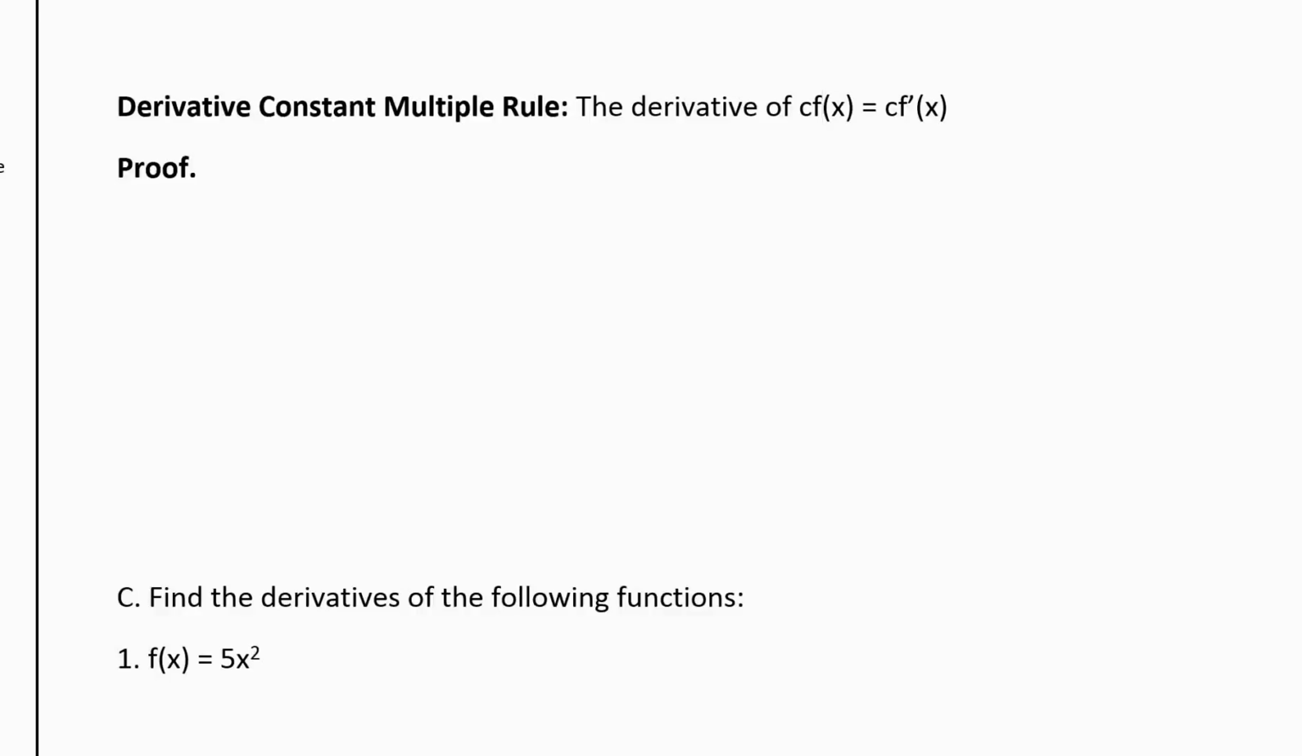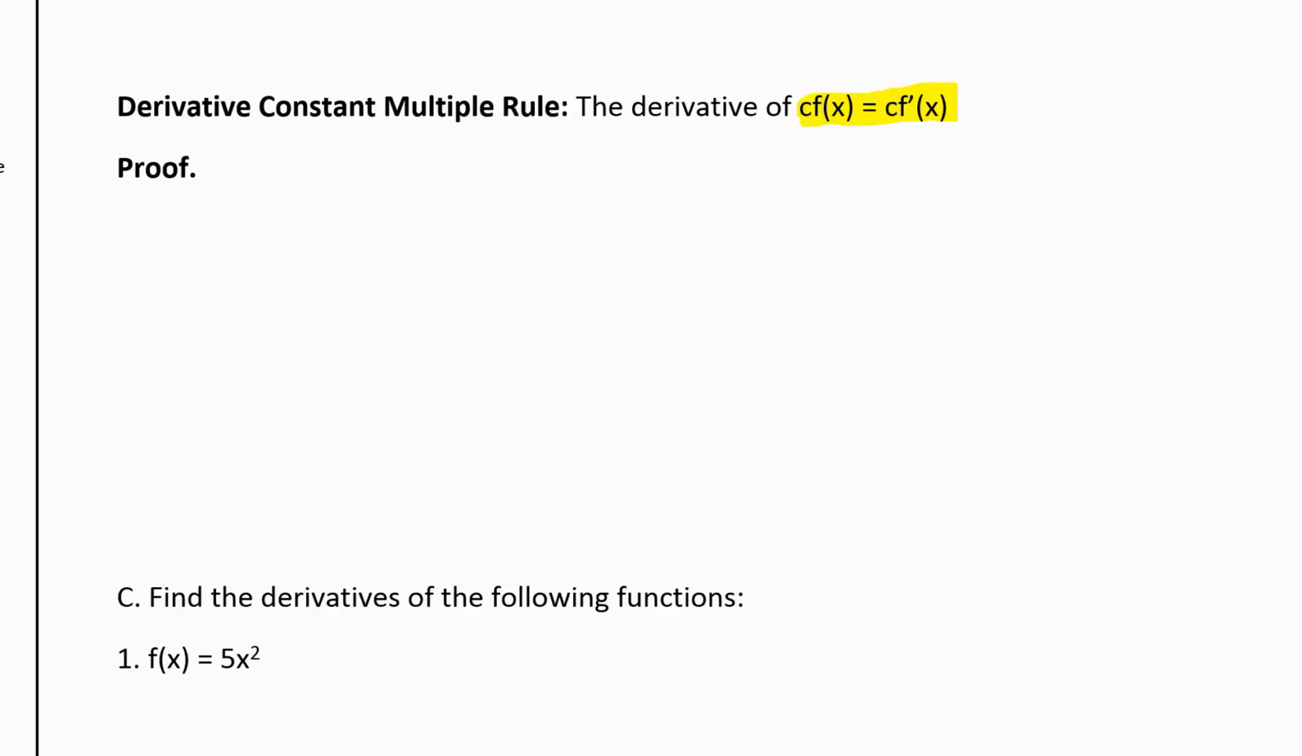Some of the rules that we're going to learn are going to help us put together the other rules so that we can find derivatives of more complicated functions. And this is kind of one of those. It says the derivative of a constant times a function is equal to the constant times the derivative of the function. A way of thinking of that is if you have a constant out in front of a function, you can just leave that constant alone and then take the derivative of the function.